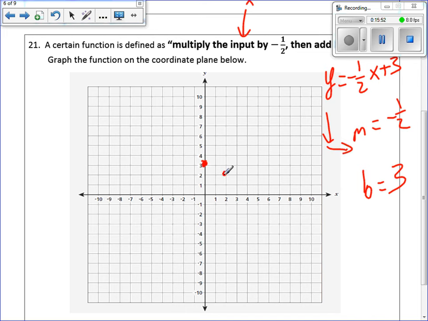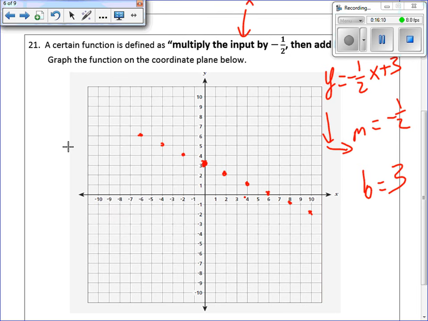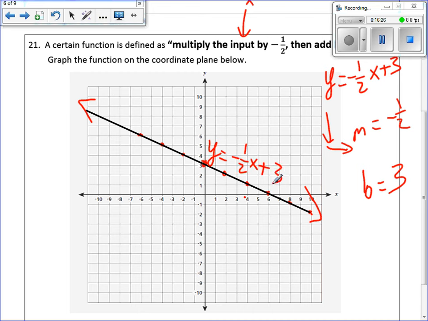Down 1/2, down 1/2, down 1/2. Go the other direction, up 1/2, up 1/2, up 1/2. Take out a ruler and play a little game of connect the dots. It should be perfect. Go all the way across the graph. I'm begging you, go all the way across. Arrows, equation, and you're done. So that's what this one should look like.